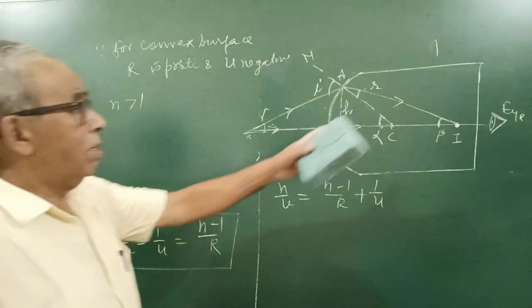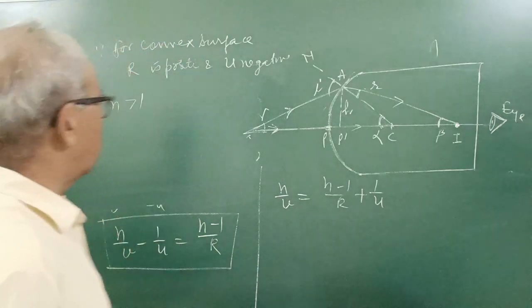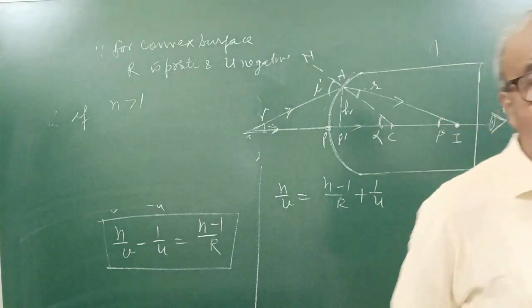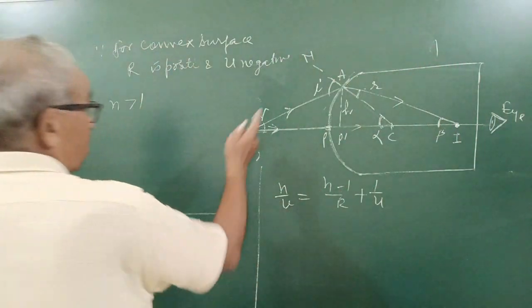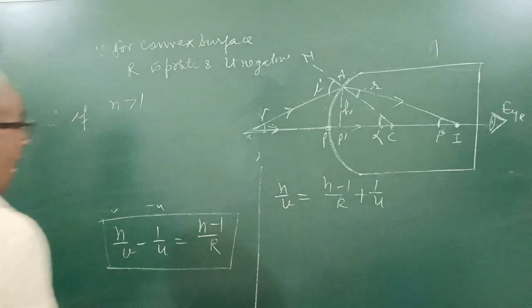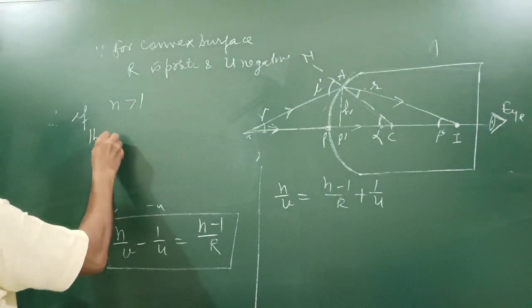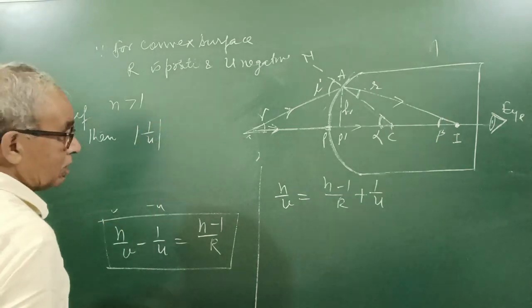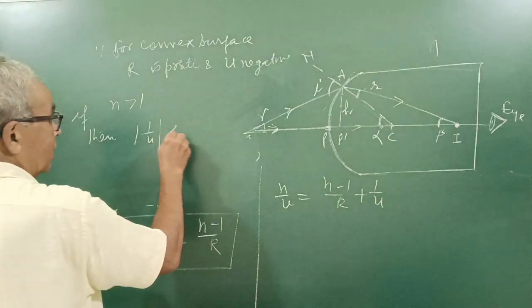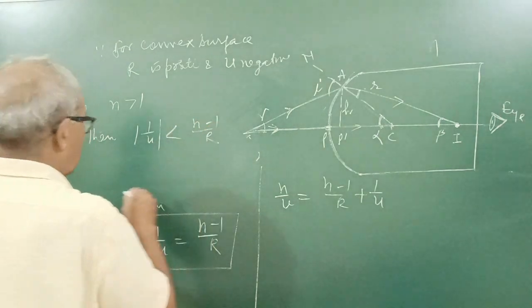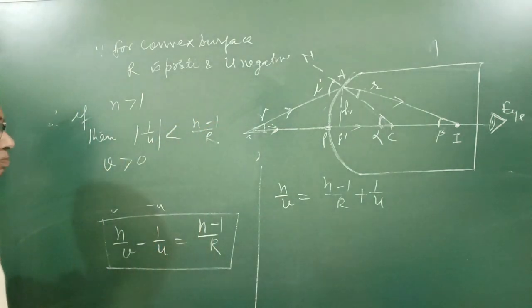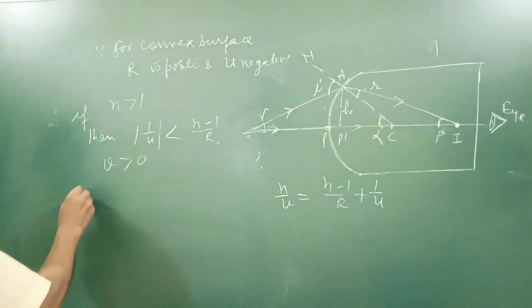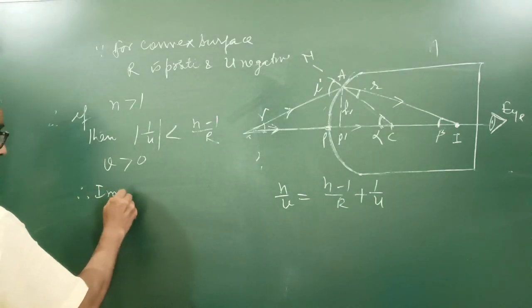that is, the medium through which refraction takes place is denser than the medium from which the ray is falling, then for modulus 1 upon u less than n minus 1, v is greater than 0, meaning positive. So the image is virtual. Sorry, hence the image will be real.